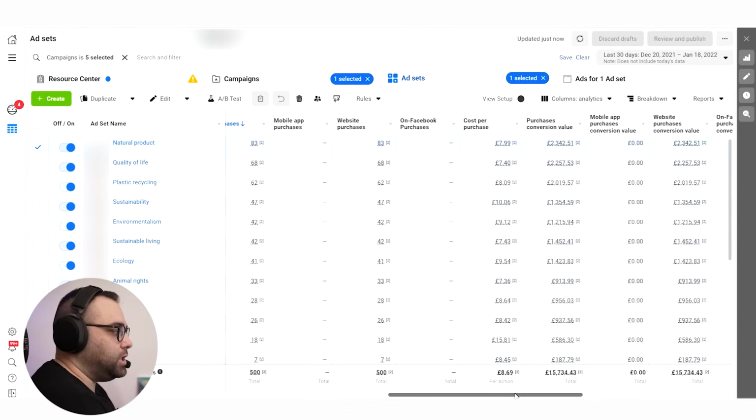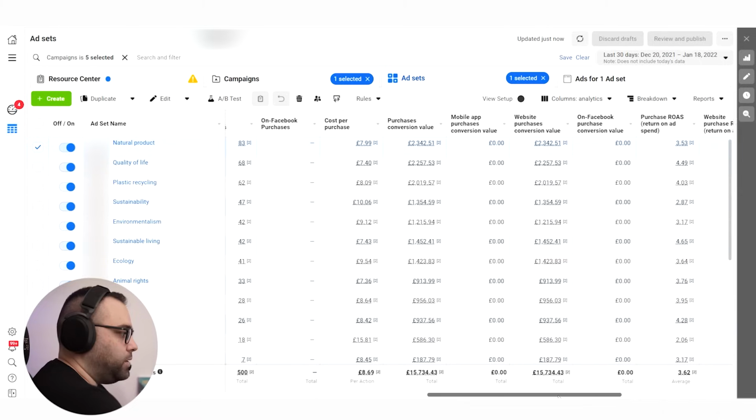I'm scaling because this is what the CBO campaign does. If we have one ad set that is working very well, Facebook is saying, okay, it's working very well, I'm going to spend more money on it. This is the whole philosophy of the CBO. And the same is going to happen with our crazy method.